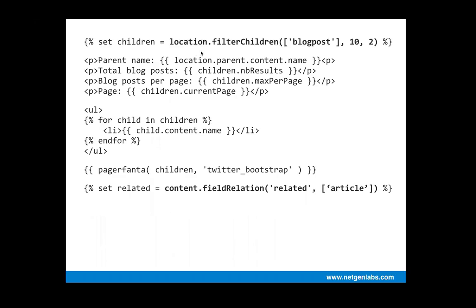Also, from the Twig template, you can just fetch children with offset and limit, and also content type filtering. With this new version 2.3, you will be able to fetch the field relation from a relation field, and also filter it by the article content type. And of course, all this supports Pagerfanta by default and things like that.